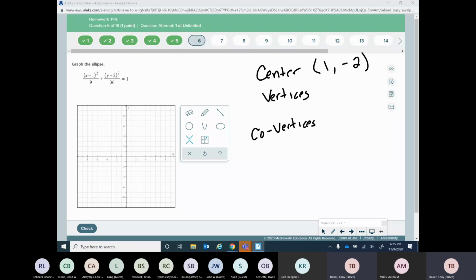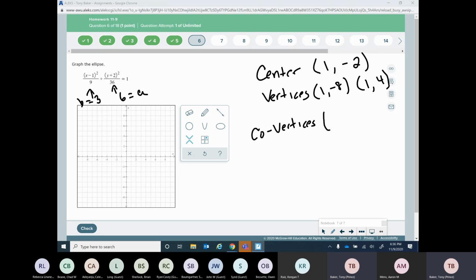Now, my vertices: I've got to take that 9 and square root it. Gives me a 3, and then 36 gives me a 6. So this is my b, and that's my a. Since it's on the vertical, I'm adding the a to the y. I'm going to add and subtract it. So my vertices are (1, -8) and (1, 4). I subtracted 6 from the -2, and I added 6 to the -2.